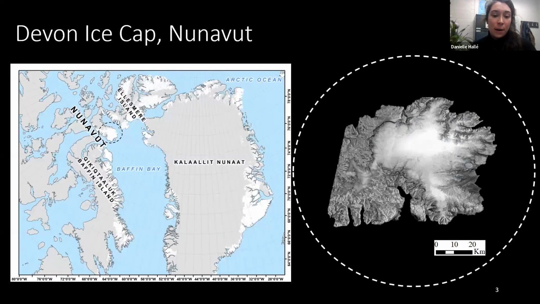So my project takes place on Devon Ice Cap, which is located in the dotted circle on the map. And this is one of the largest ice caps in the Canadian Arctic. On the right-hand side, there's a radar image from spring 2022. And here it's showing the different zones on Devon Ice Cap. But in most recent years, there is a melt that extends up to the summit.